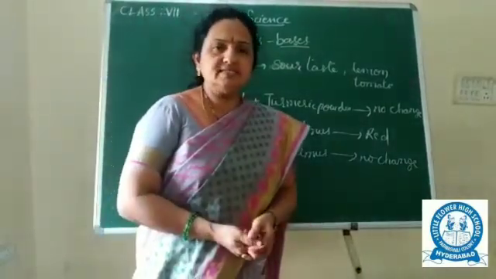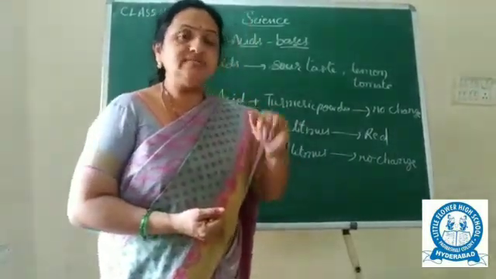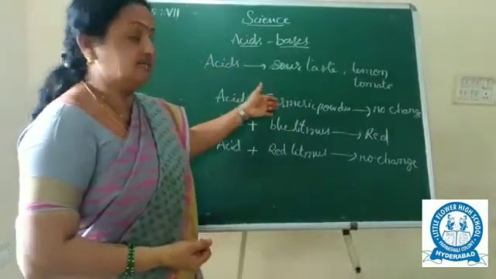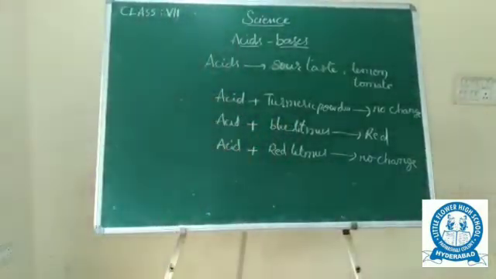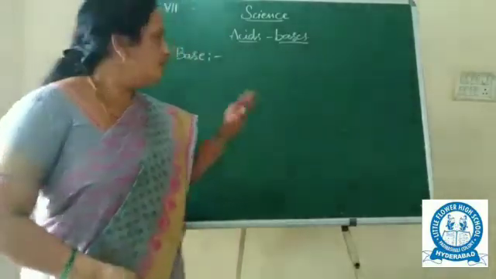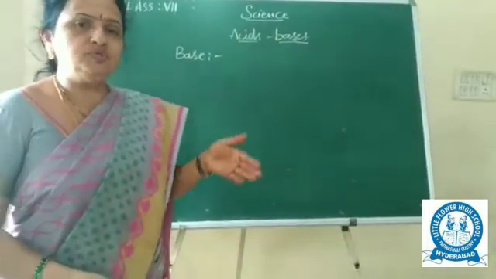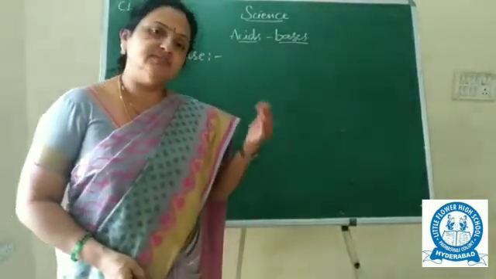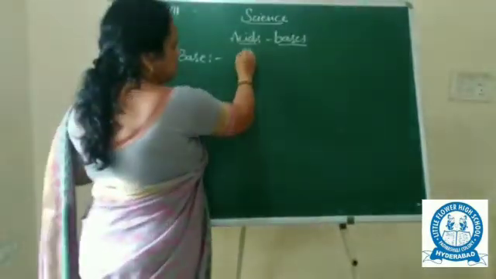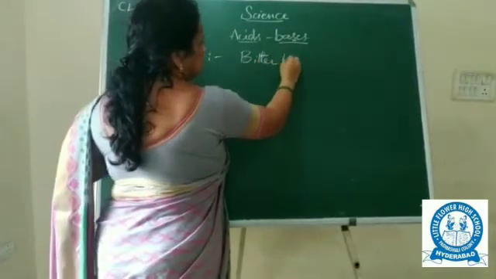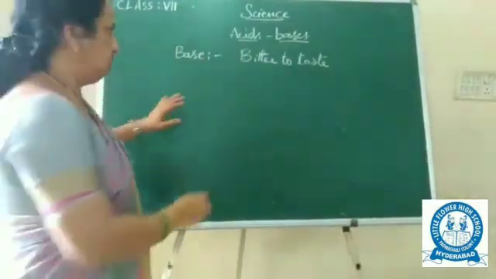Means if an unknown substance is there, we don't want to taste it, but we have to test it by the indicators like turmeric powder or the litmus papers. It's a time for base. Like acid, how we describe what is an acid, how it reacts with turmeric paper and litmus papers. Now coming for base. Base is meant to what? Bitter to taste. Bitter to taste. And it is also going to be changed with the turmeric paper.